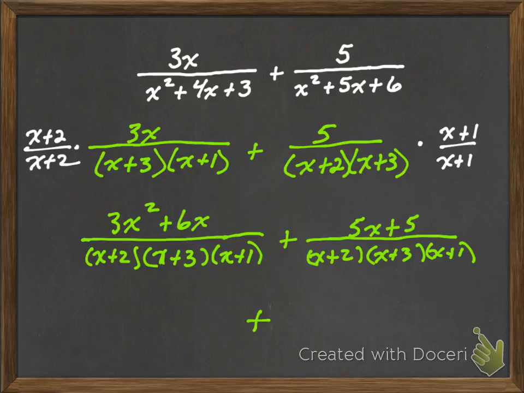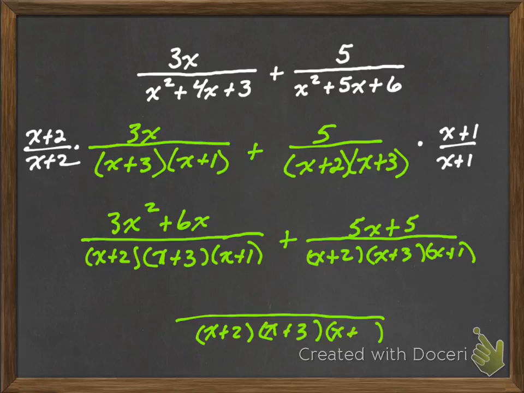We can now combine them into one fraction. And that one fraction will have that denominator. And adding the numerators, we got a 3x squared here. We have a 6x plus a 5x, so that's going to give us plus 11x. And then we've got a plus 5 up here. Now this numerator is not going to factor down, and so therefore this is our final answer right here.